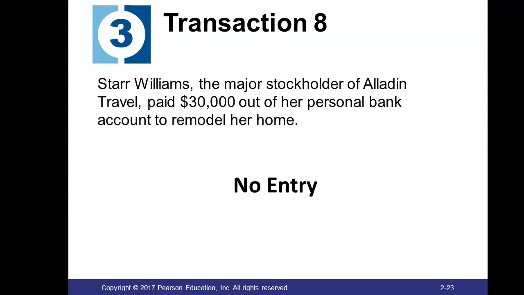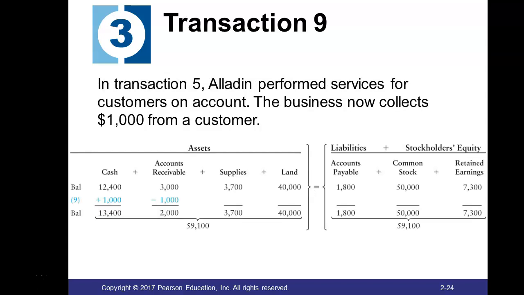So let's look at this one here. Now, again, whether or not we record an entry, we have to understand what has happened. And does this have a business effect? Star Williams, the major shareholder, paid $30,000 out of her personal bank account to remodel her home. Obviously, this has no business impact whatsoever, and there will be no entry on the books. The most important thing with these transactions is to understand truly what's going on with the transaction, what actually happened.